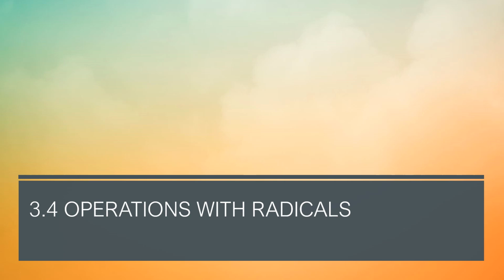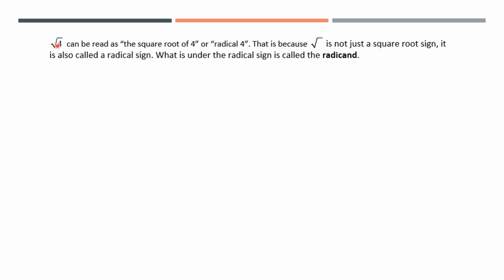Today's lesson is operations with radicals. So this thing here can be read as the square root of 4 or radical 4. That's because this symbol isn't just a square root sign, it's also called a radical sign. What's under the radical is called a radicand. So that's just some vocabulary for you.